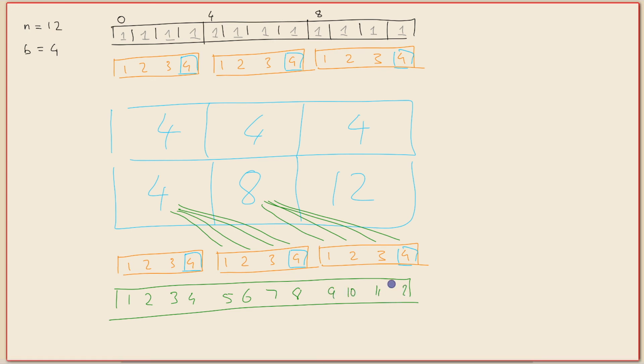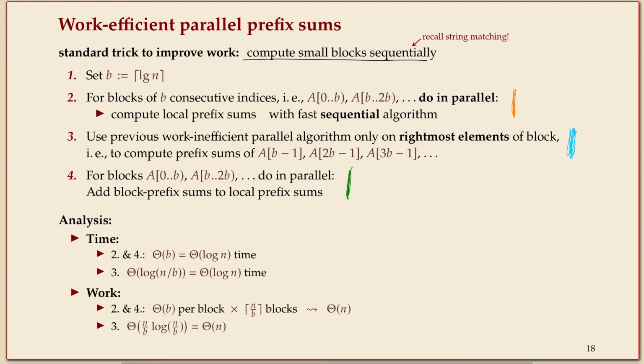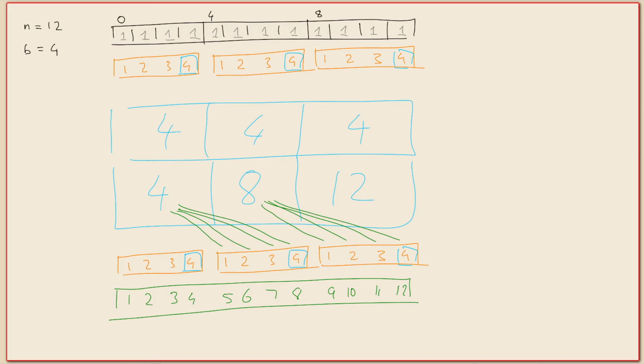That's a 12. Okay, which is the correct prefix sum. Obvious to check in this case because we started with all ones. If you sum up as many ones as you have, then it should be just the numbers 1 through 12. That was the last step. So that correctly computes the prefix sums. At least it worked in this example.